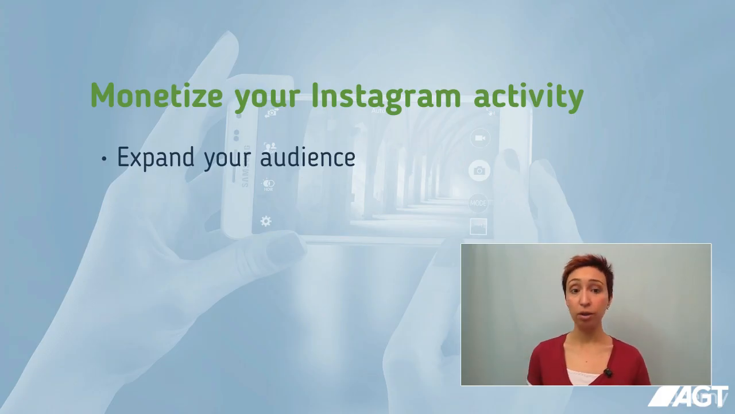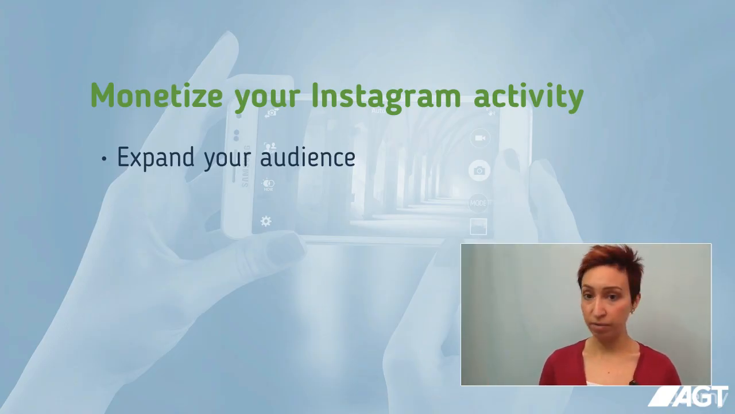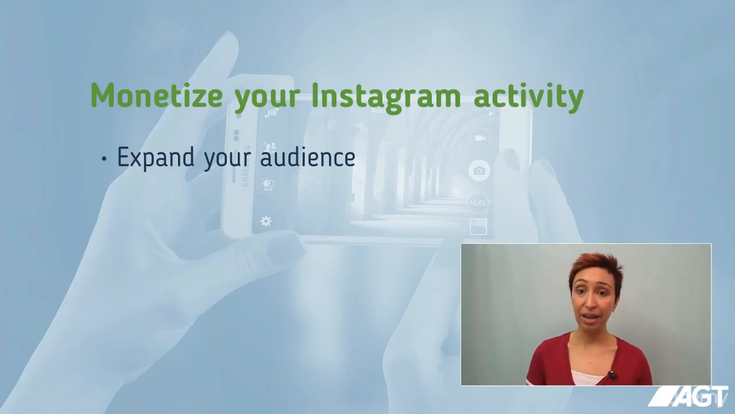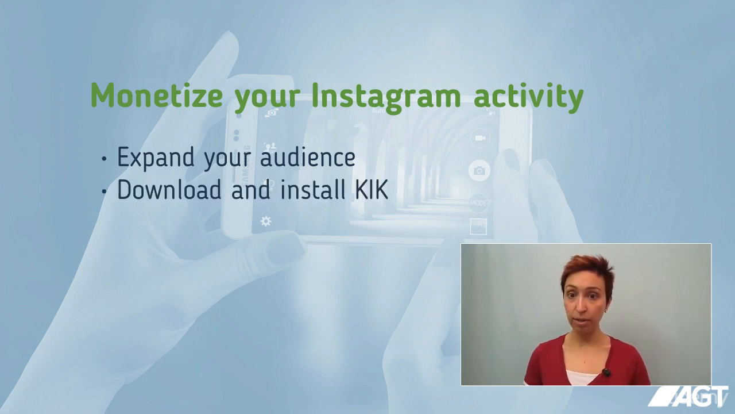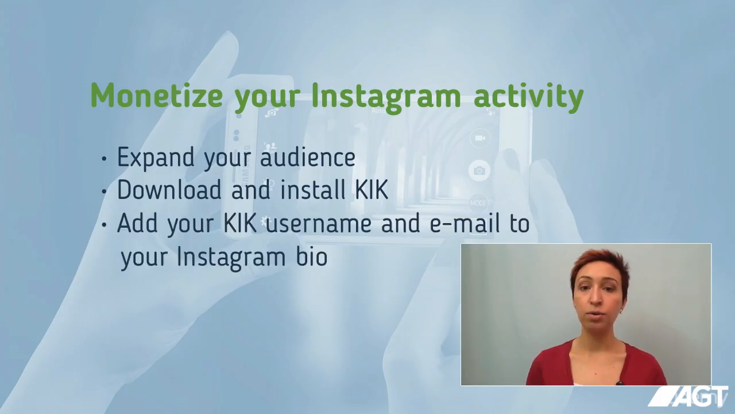You need to expand your audience using all the strategies we've seen so far. No one will pay to have a post featured on your account if you don't have at least 10,000, 15,000 followers. Don't worry if these figures seem huge. You can get there pretty quickly, especially if you use Instagress. Download Kik, an instant messaging app. It's often used by advertisers on Instagram. Add your email and Kik username to your Instagram bio. And that's it. As your audience grows, people will start noticing you.